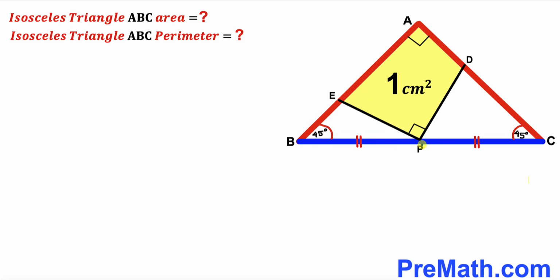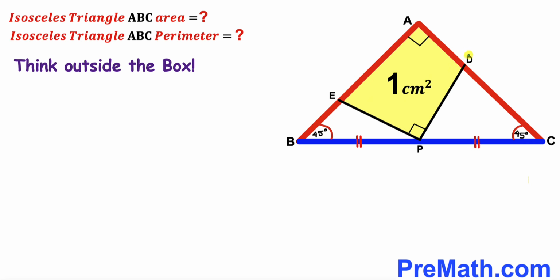And now let's make an observation. We can see that this point P is a fixed point. However, these points D and E are not fixed. They are arbitrary. So therefore we are going to think outside the box to make our job simple.